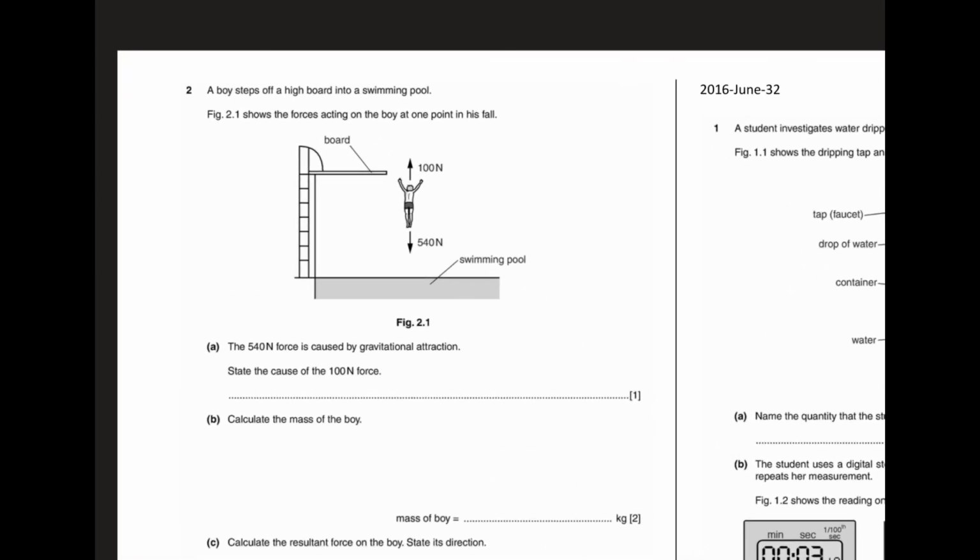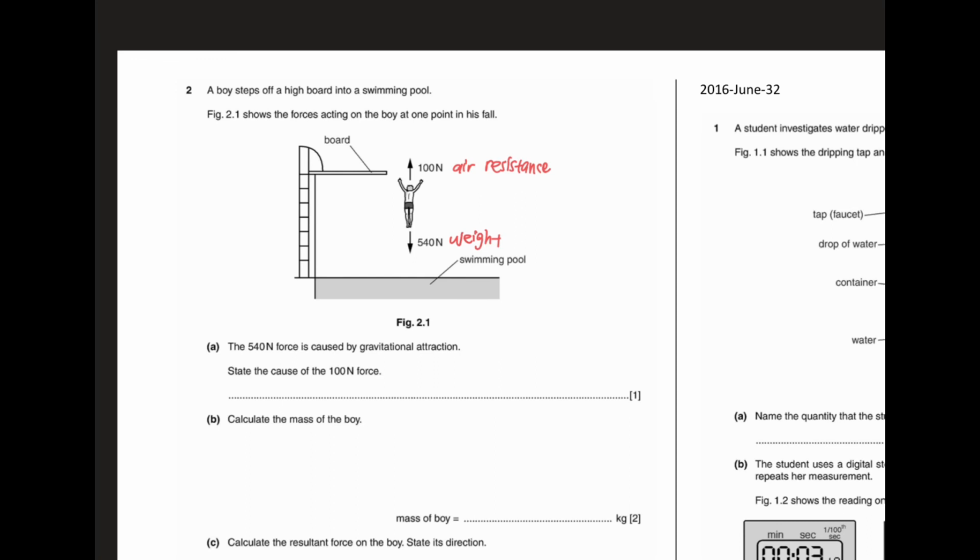Question 2. A boy steps off a high board into a swimming pool. So it's like free fall. Figure 2.1 shows the forces acting on the boy at one point in his fall. The force 540 Newton, that is the weight. So I label first, this is the weight. The 100 Newton that acts upwards is actually the air resistance.